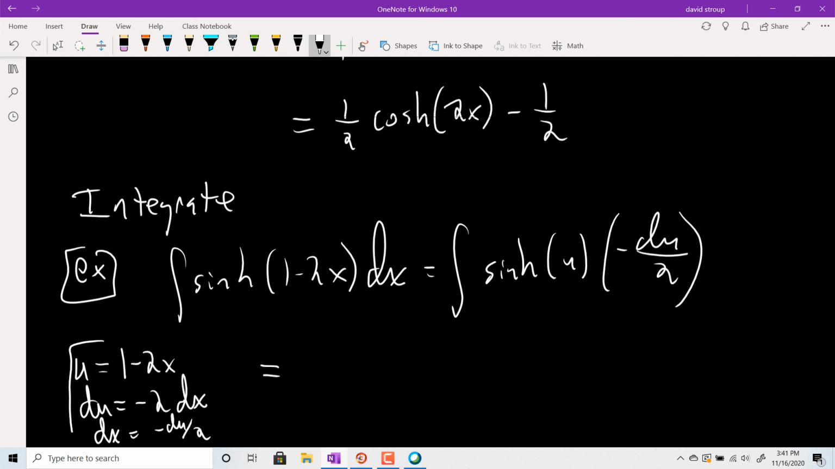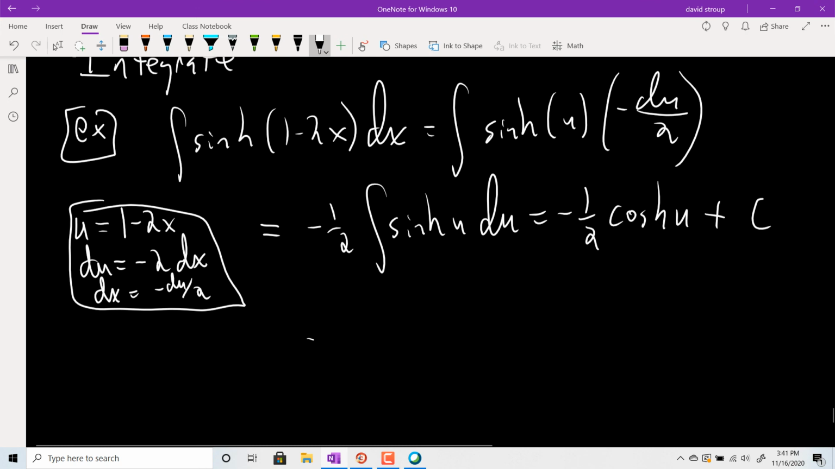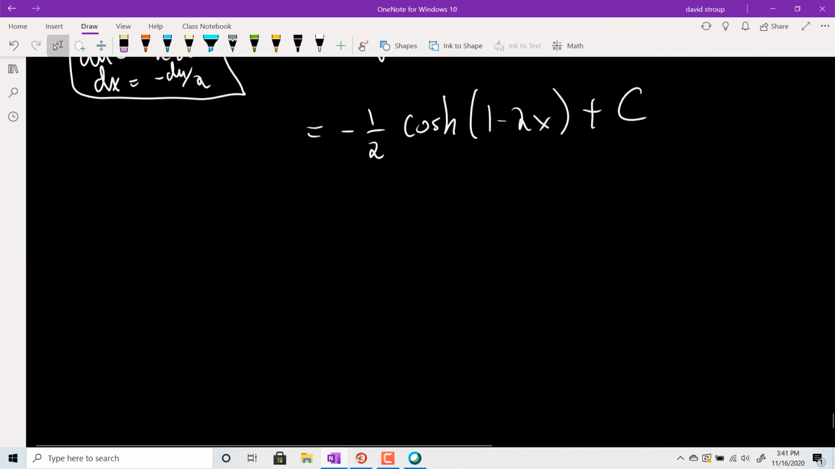Factor out the negative 1/2. So you get negative 1/2 integral of sinh of u du. So that's going to be negative 1/2. The integral of sinh is cosh of u plus c. And then finally back sub. Negative 1/2 cosh of 1 minus 2x plus c. Okay, let's do one more, and then we'll call it quits.